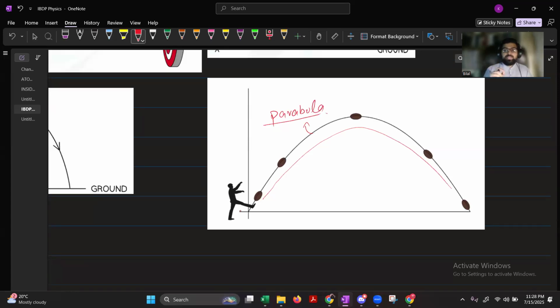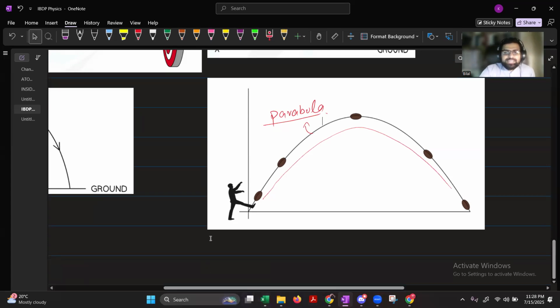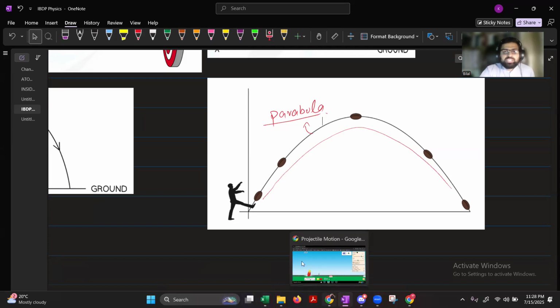Okay. So always remember the path of a projectile is a parabola. In a projectile, you launch something at a certain angle, and the body will cover some distance along the x-axis and some distance along the y-axis. Let me show you a very interesting simulation related to this projectile.